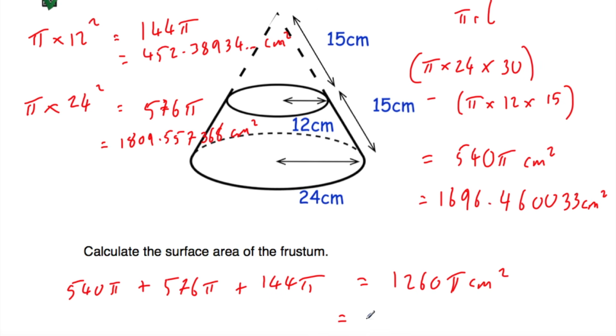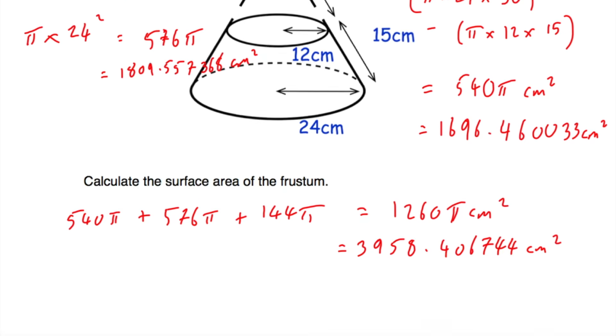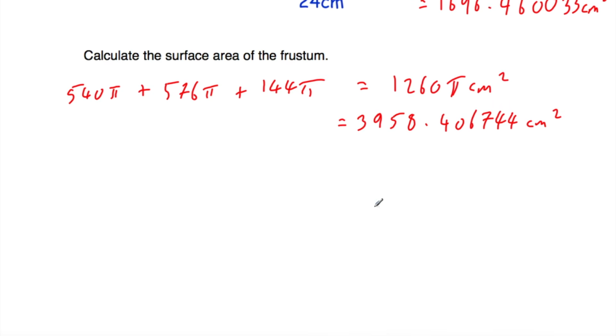if I convert that to a decimal on my calculator, that gives me an answer of 3,958.406,744 centimeters squared. So that's the total surface area of the frustum. And that's it. The question didn't ask us to round it to any particular accuracy, but I could perhaps round it to one decimal place here to be 3,958.4 centimeters squared. And that's it. That's our answer.